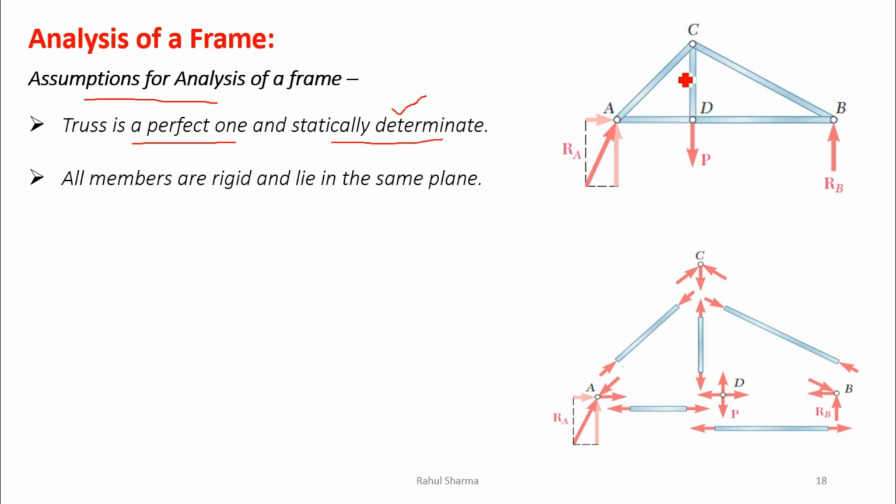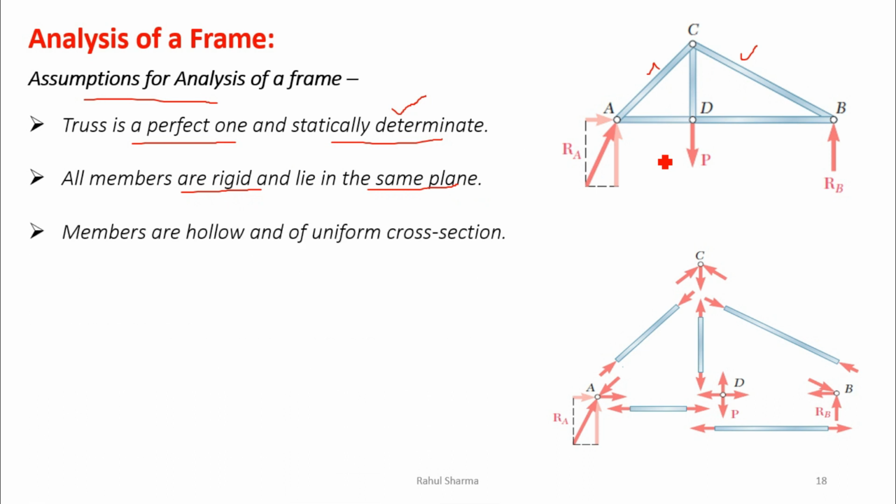So we are not assuming that it is flexible or that it can bear the load due to elasticity. We assume that it is a rigid one and the members lie in the same plane, not a 3D structure. Members are hollow and they are of uniform cross section. All the members we assume as hollow so that we are not considering the weight. Their weight is neglected and they are of uniform cross section. All members have the same area of cross section, and external loads and reactions act at joints only.